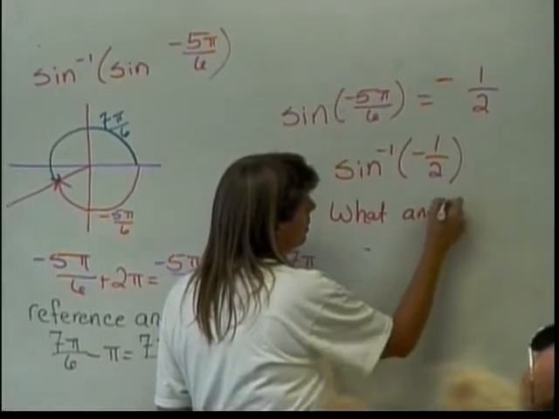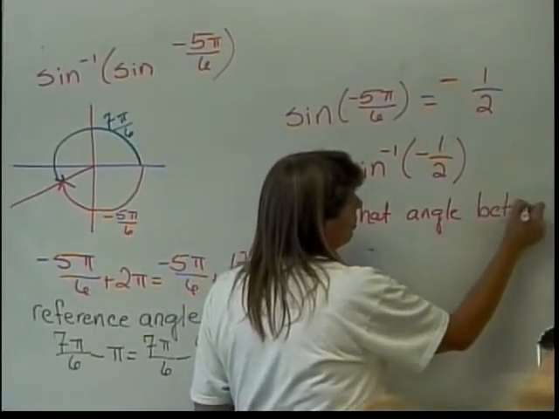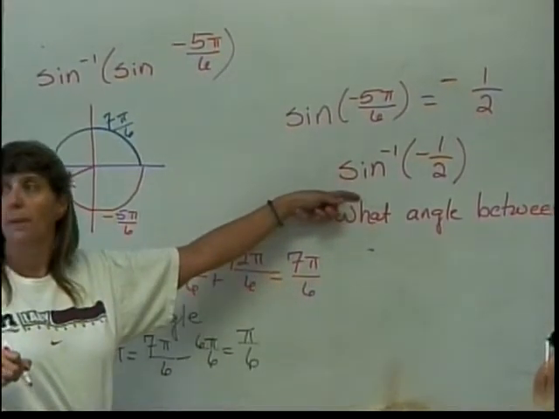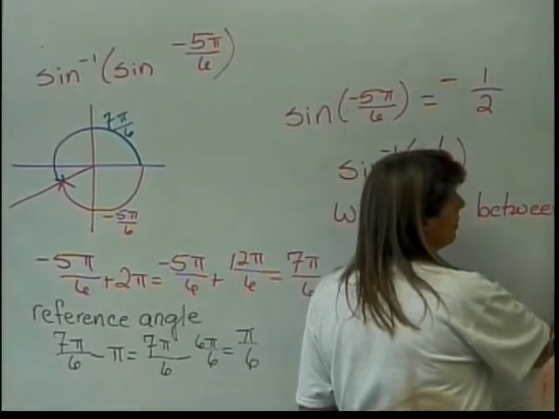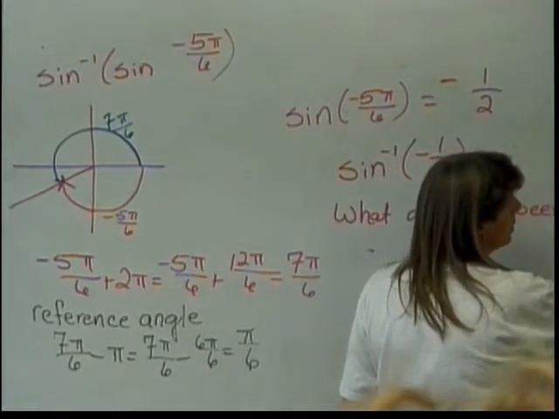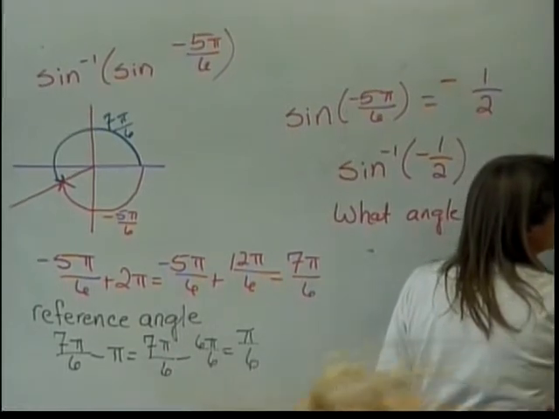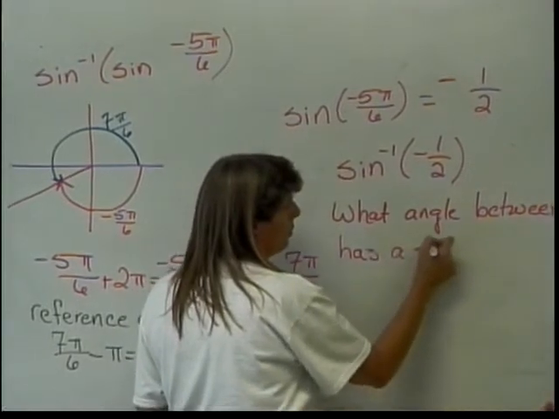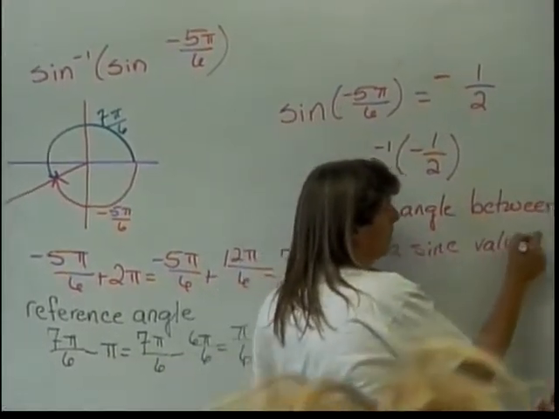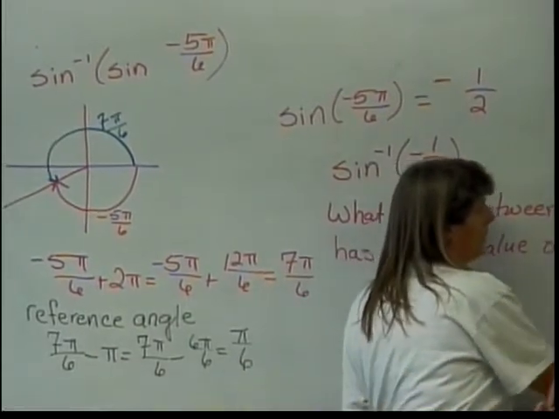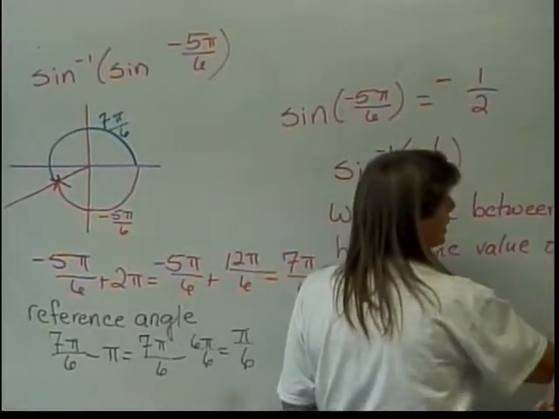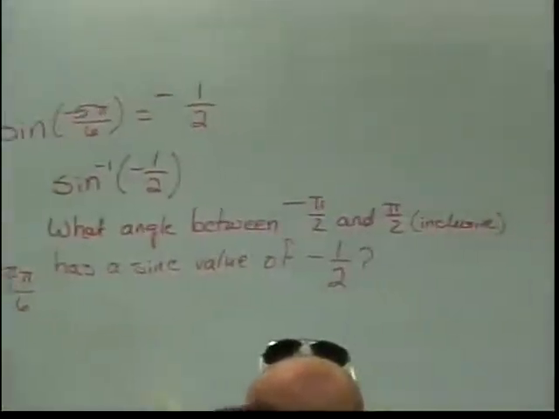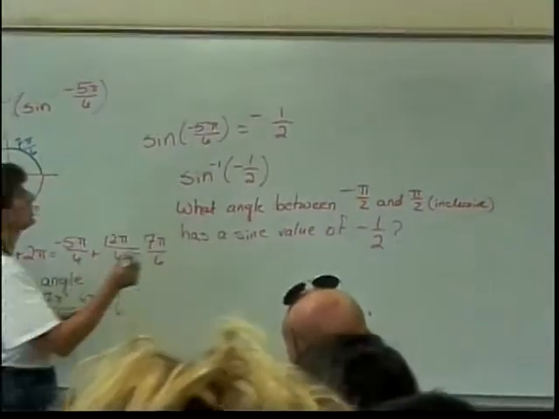What angle between, where can my angle come out when I'm talking about sine inverse? Negative pi over 2 and pi over 2, inclusive, has a sine value of negative 1/2? I've heard a lot of people say pi over 6, and you're close, but not quite. Negative pi over 6.